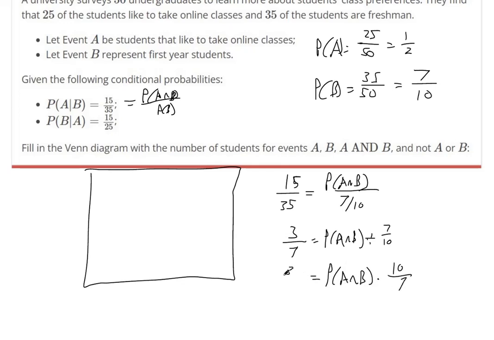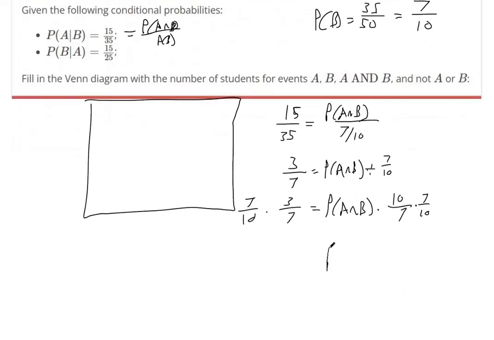Okay, so now to solve that equation for the probability of A and B, we can multiply 7/10 to both sides, right? And so the probability of A and B, these should cross cancel. It should be 3 out of 10.